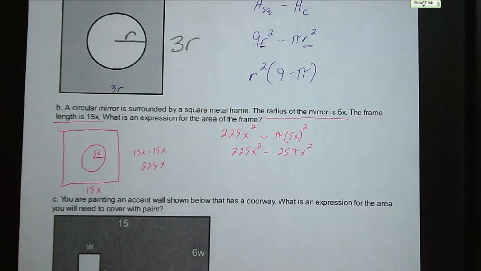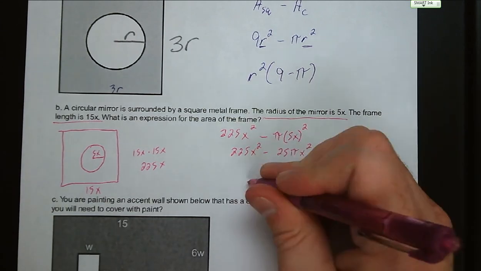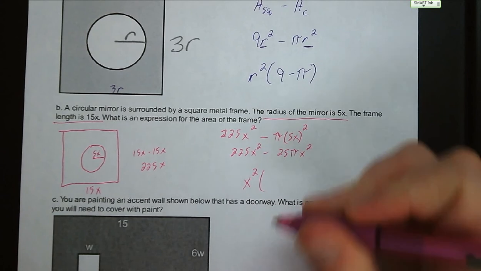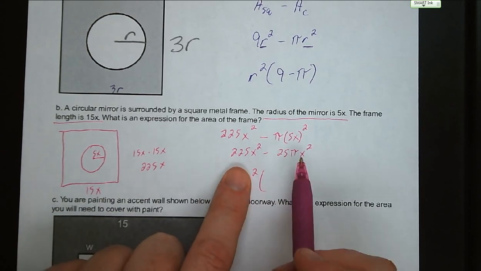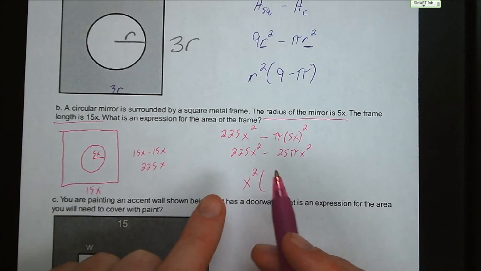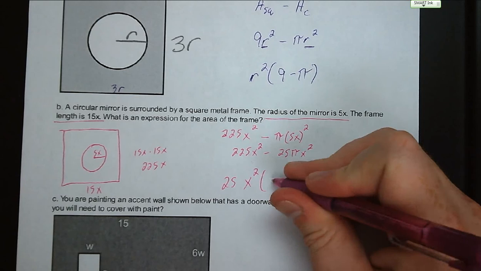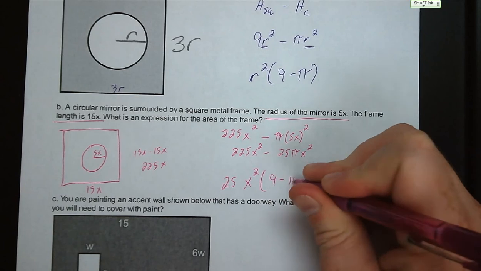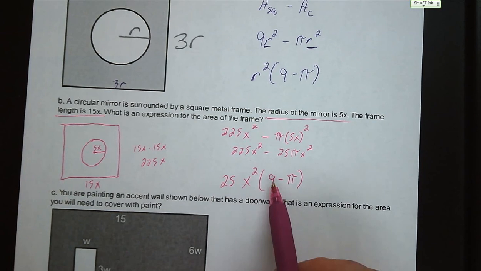So now let's look and see what my common factors are that I can pull out. Well, both terms have an x squared, and, well, 25 and 225. I feel like if I divided by 25, that could work. And I'm going to do that. I'm going to take out a 25, and I'm left with 9 minus pi again. So it's 25x squared times 9 minus pi.